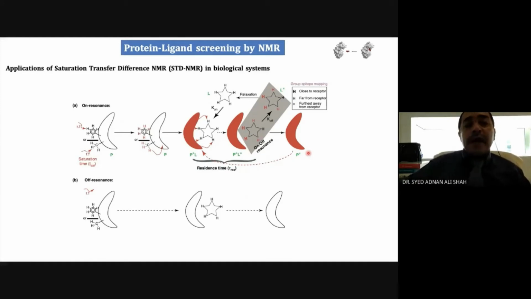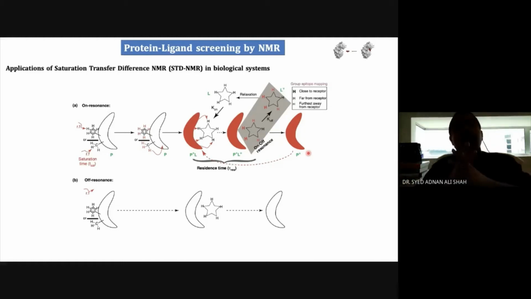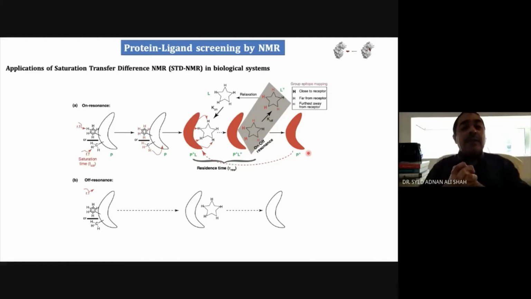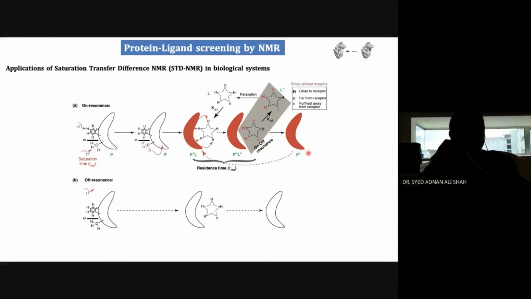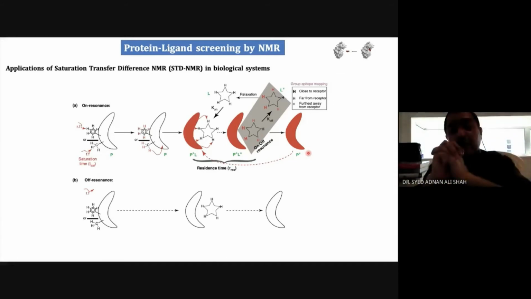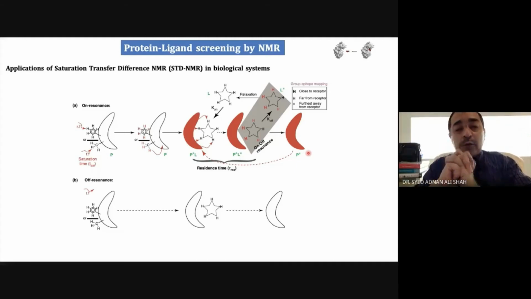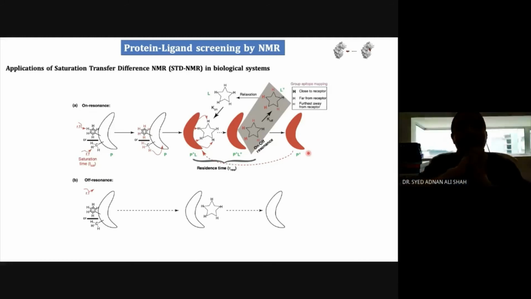Now the third part is a very interesting one, which is fragment-based screening by NMR, which is also called protein-ligand screening by NMR. This is a very versatile and powerful technique to find out whether the ligand binds with the receptor or not. This technique helps a lot.